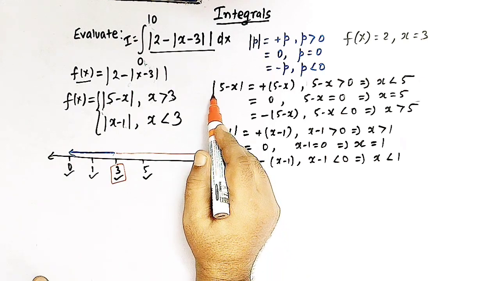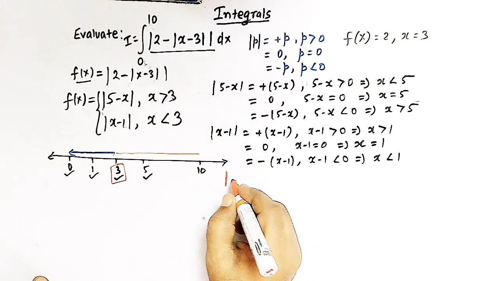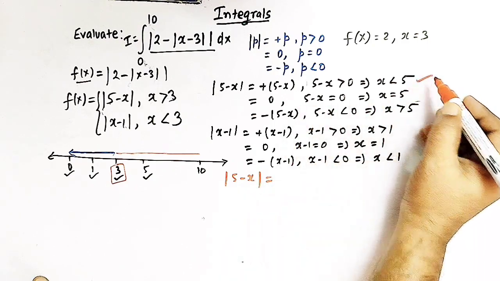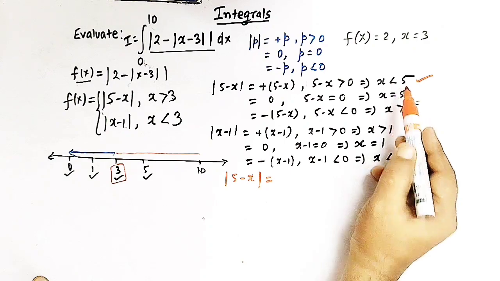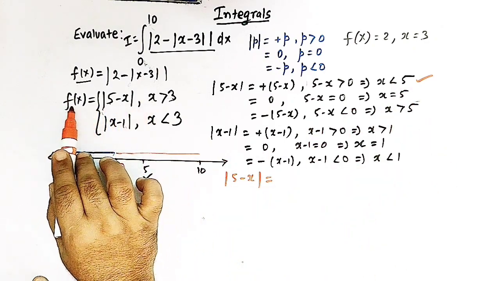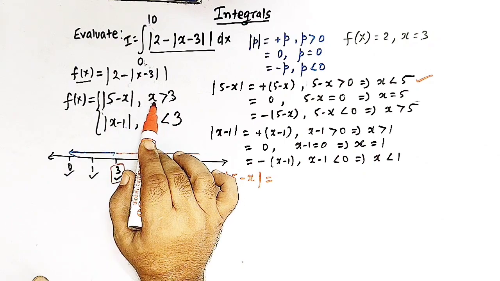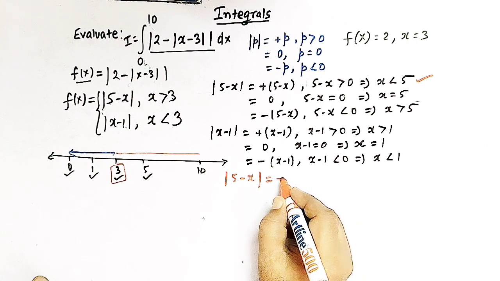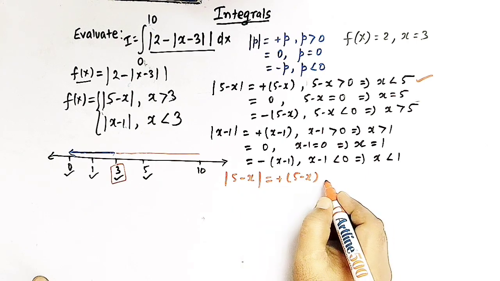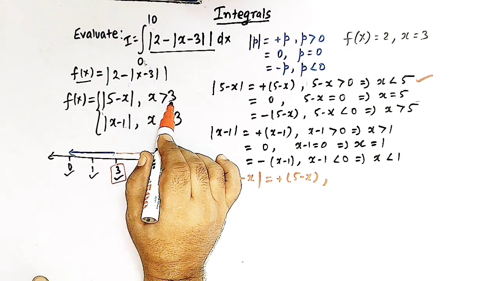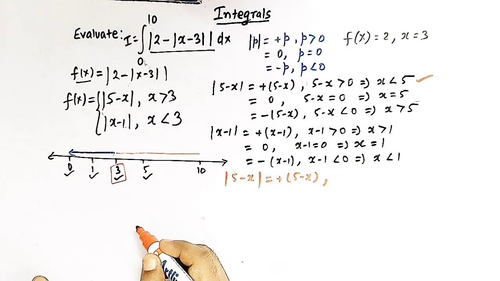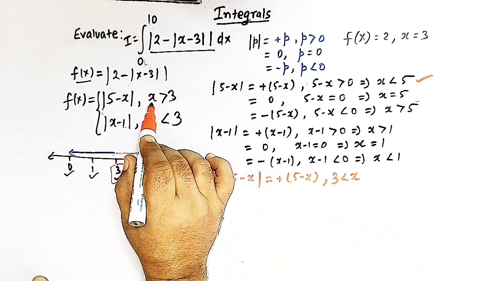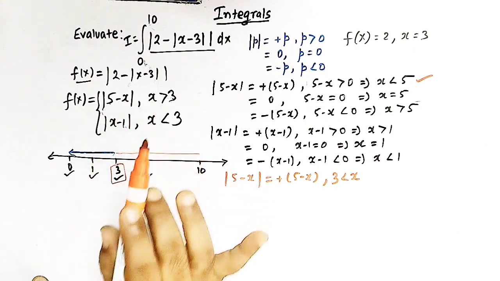So let us once again come to mod of 5 minus x. So here we have mod of 5 minus x, and let us consider this inequality. Now see, here we have x less than 5, and here when we have f of x is equal to mod of 5 minus x, we have x greater than 3, right? So when we take mod of 5 minus x is equal to a positive 5 minus x, so we have to incorporate x greater than 3 but less than 5, right? So here now we have x greater than 3 because this condition is always there when f of x is equal to mod of 5 minus x.